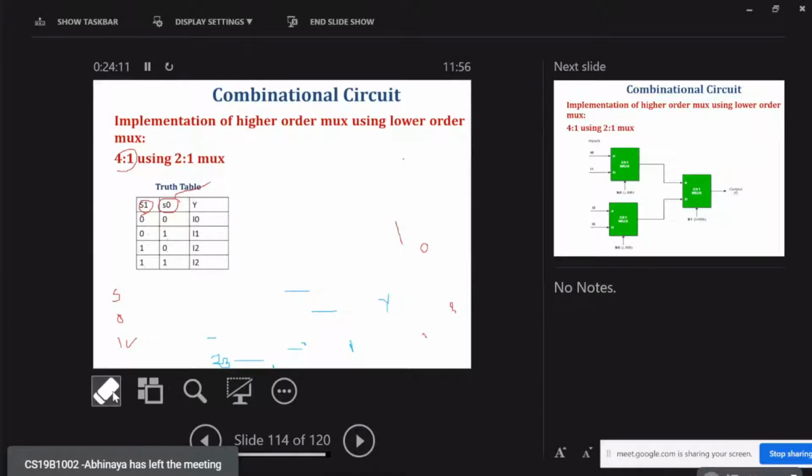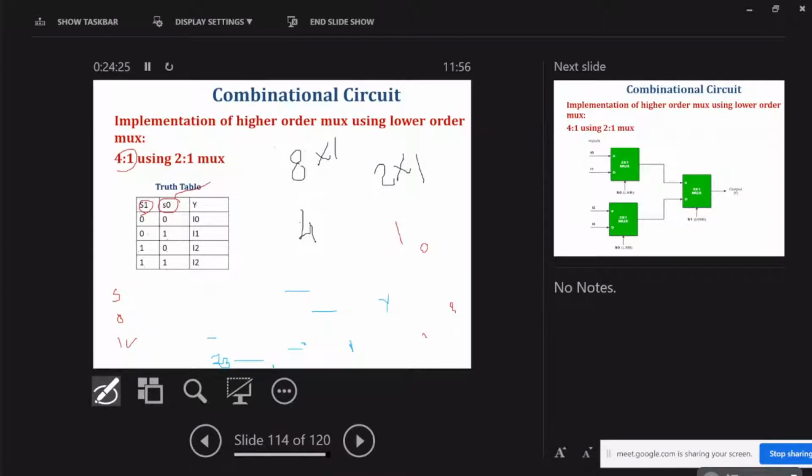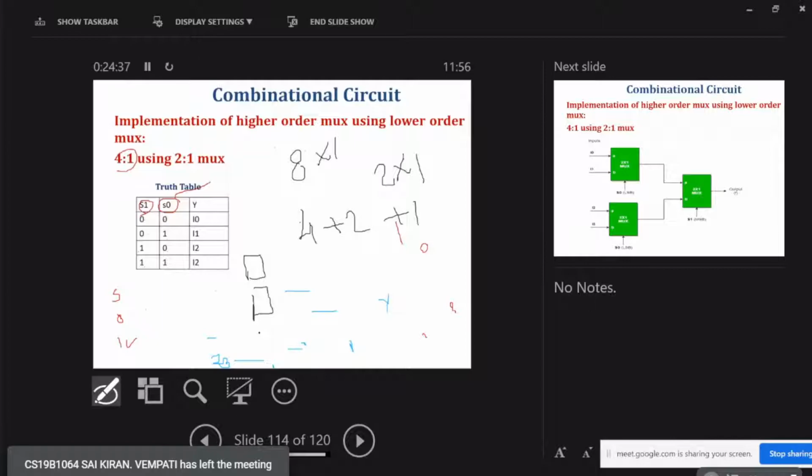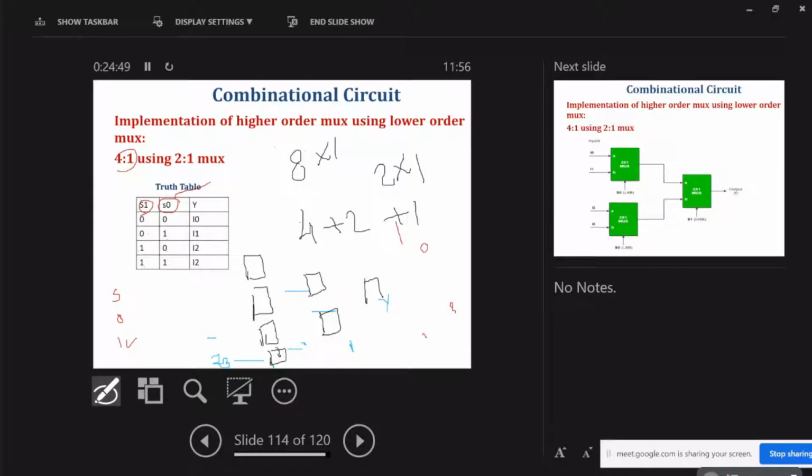We'll take one more example, like 8 cross 1. For an 8 cross 1 mux, if we want to implement it using 2 cross 1 muxes, we need to divide. This is 4 plus 2 plus 1. In the first level we need 4 number of 2 cross 1 muxes, because there are 8 inputs. In the second level we need 2 muxes, and in the third level we need 1, which generates the output.